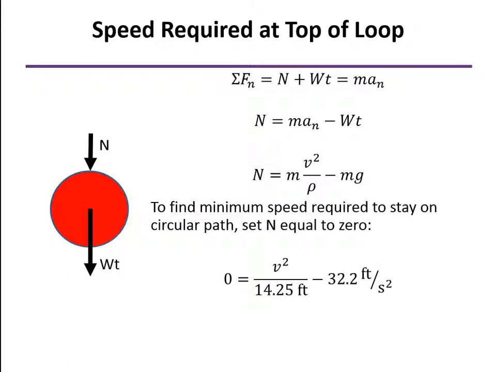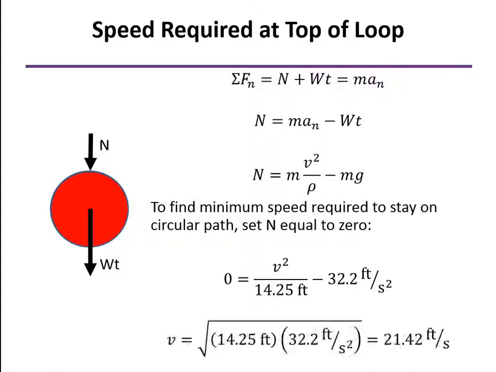And of course the mass will cancel out, so it doesn't matter how heavy the ball is for this problem. And then the speed comes out to 21.4 feet per second. So going back and looking at the equation for N, you can see if the speed is greater than that, then we're going to have a positive N, which means that there's always going to be a normal force. There's always going to be contact between the ball and the track.